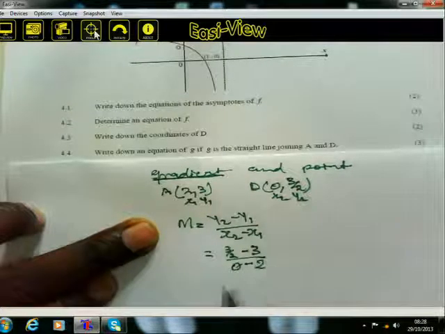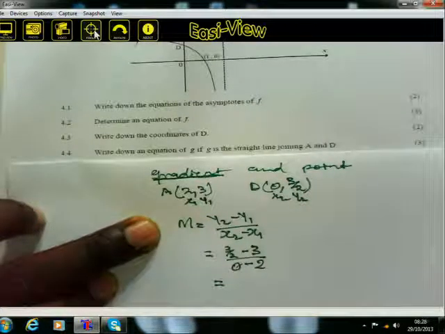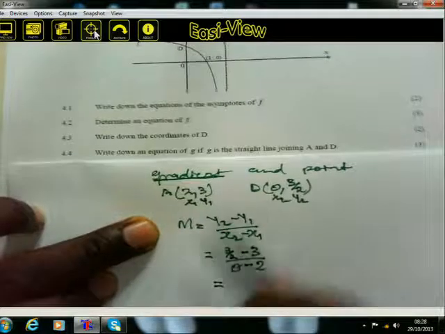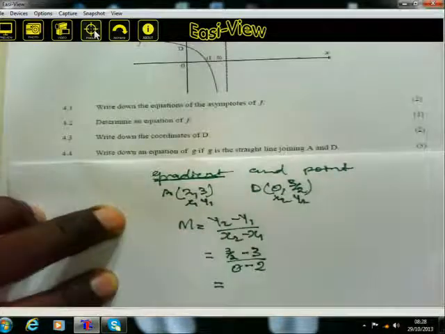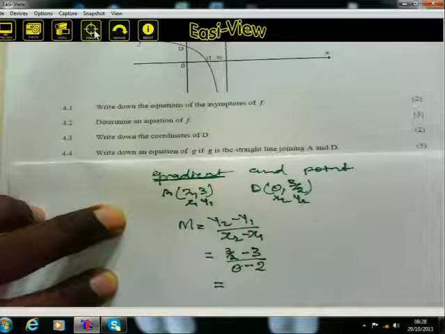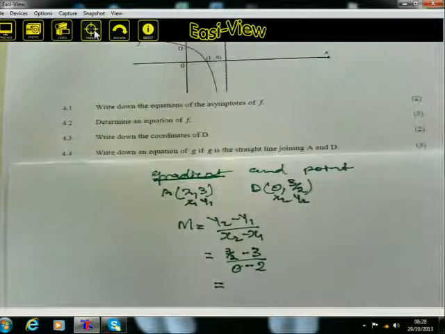It is 2. Guys, don't be afraid to use the formula sheet. Remember this formula. You don't have to memorize it. It's there on the formula sheet. Yours is to take it and use it. So from there, you simply calculate.